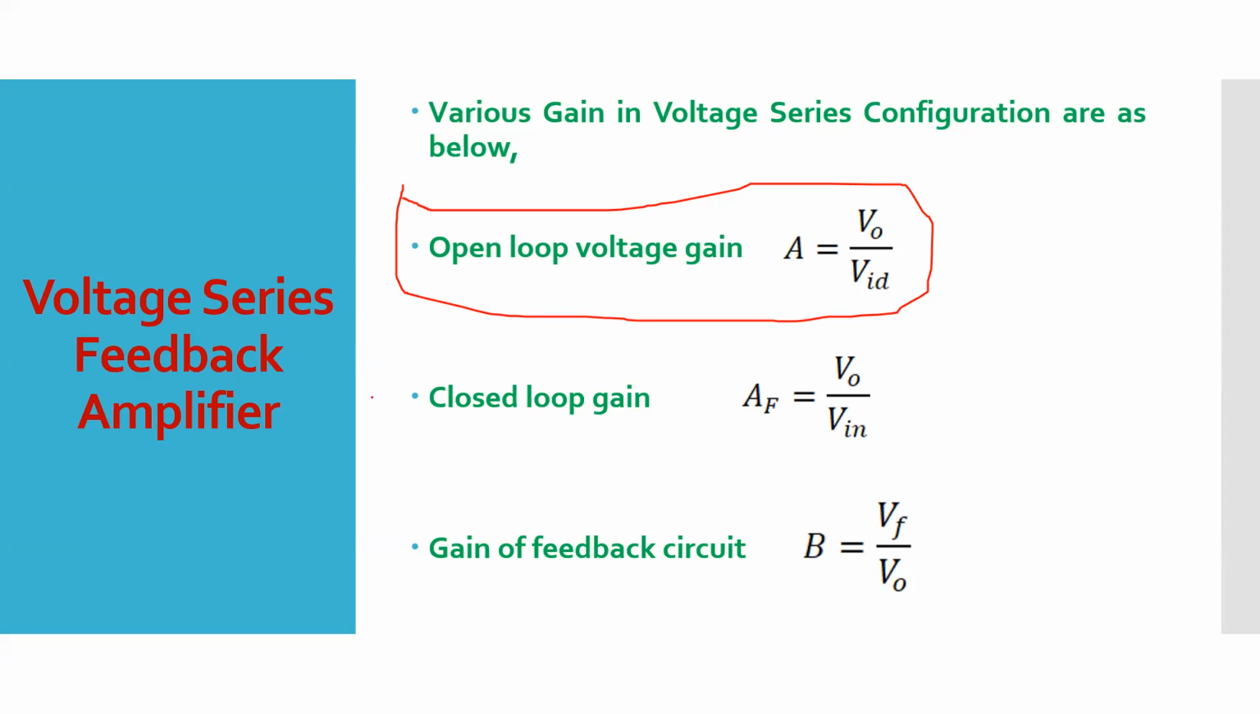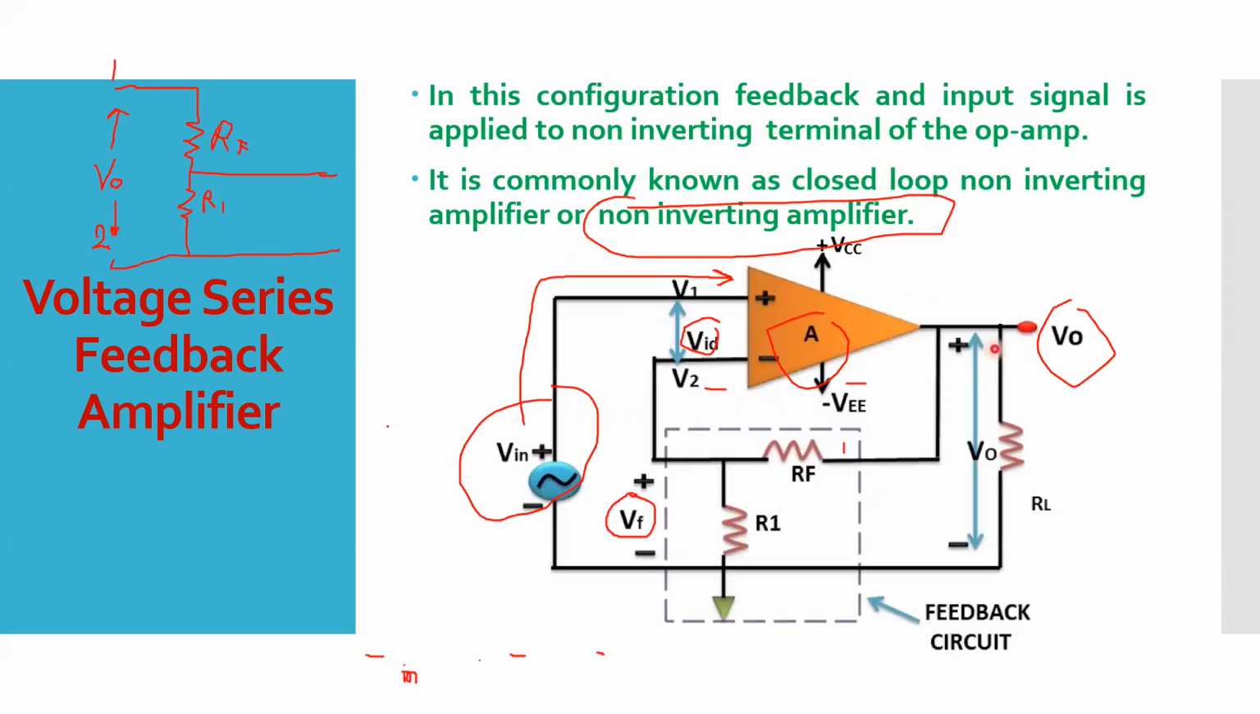Now, the second one is the closed loop gain. What do we mean by closed loop gain? Closed loop gain means the overall gain of your amplifier. In the previous circuit, you can see that in this amplifier circuit, the output is V0 and the input is the supply voltage Vin. If you take the ratio of the output voltage divided by the input voltage, then it is known as the overall gain of your amplifier, or the closed loop gain of your whole circuit.